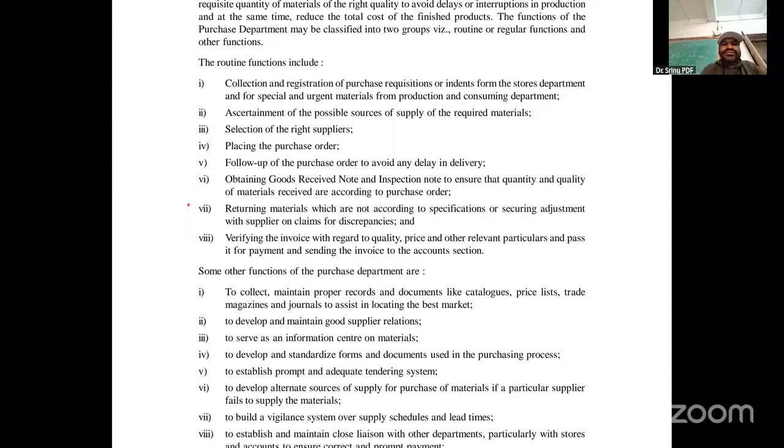Next one is following the purchase order, avoiding the delay of deliveries, and obtaining the goods received note and inspection note. Ensure that quantity, quality, and material received are according to the purchase order, and return the material which is not according to specifications, securing adjustments and supplier claims, verifying the invoices regarding the quality, prices, and other relevant particulars, and passing for the payment by sending the invoices to the accounting section. So these all are very important.